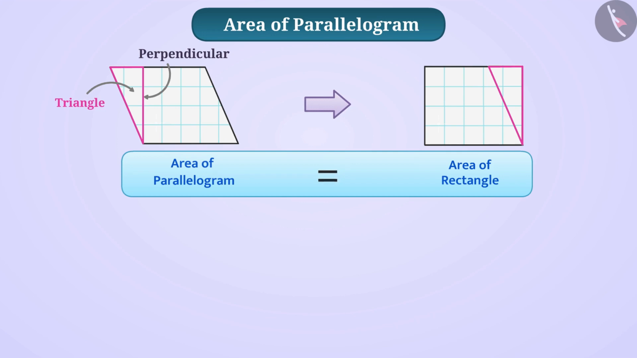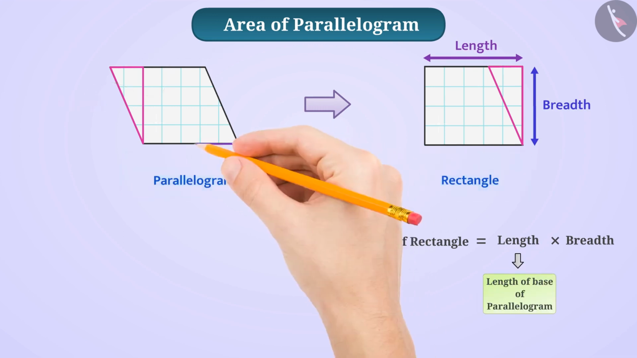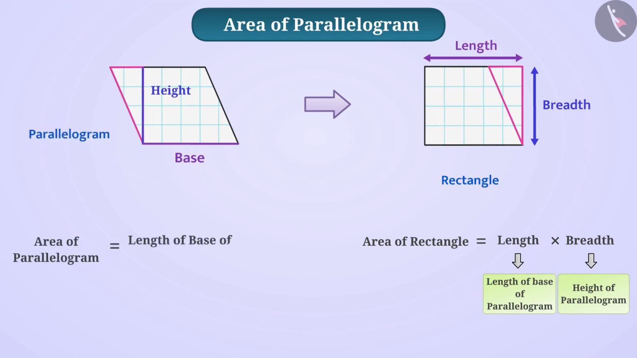We know that the area of a rectangle is equal to length multiplied by breadth. Here, the length of the rectangle is equal to the length of the base of the parallelogram. The line on which the perpendicular is made will be considered as the base of the parallelogram. Similarly, the breadth of the rectangle is equal to the height of the parallelogram, which is the length of the perpendicular. Therefore, we can say that the area of the parallelogram is equal to the length of the base multiplied by the height of the parallelogram.